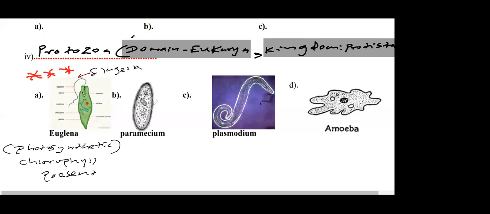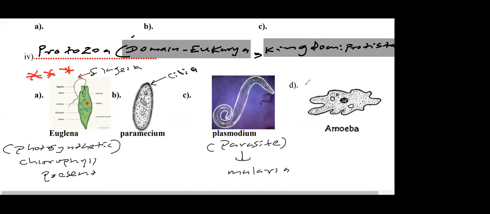Then Paramecium, put an arrow toward this and label. There are cilia, these tiny hair-like things around that. Sometimes you can get line diagrams of these pictures in the exam for labeling and identification. Plasmodium is a parasite, and it causes the disease malaria. Malaria is caused by Plasmodium, and the vector is the female mosquito.